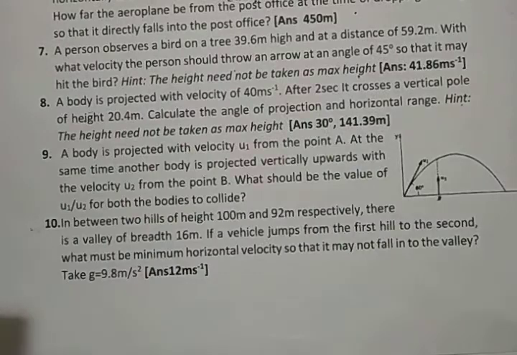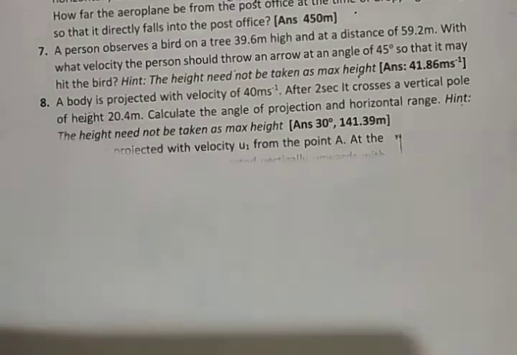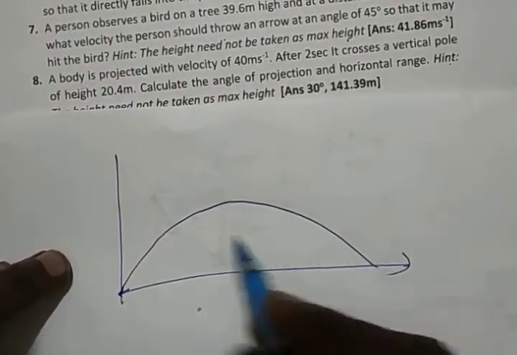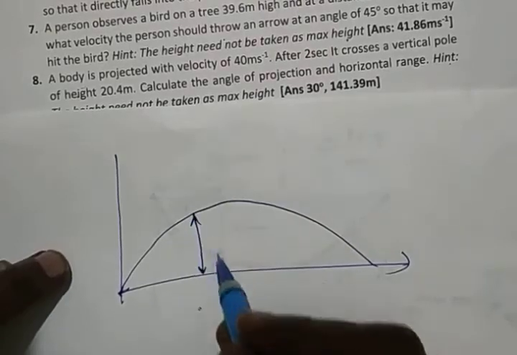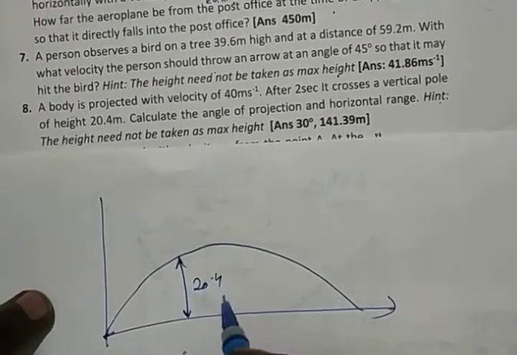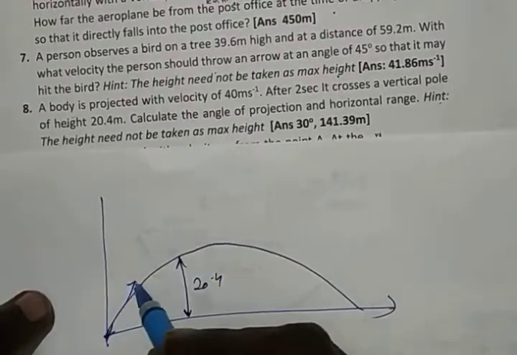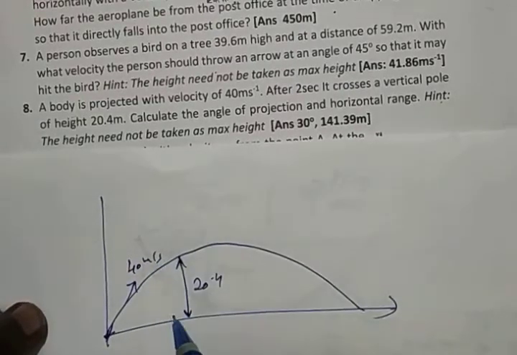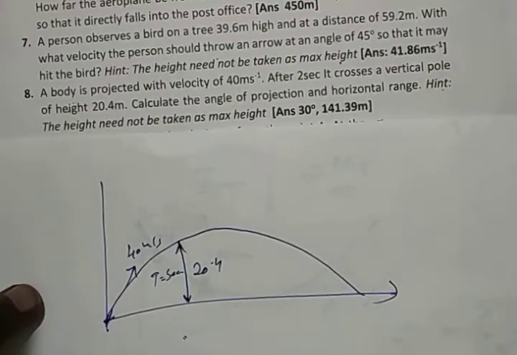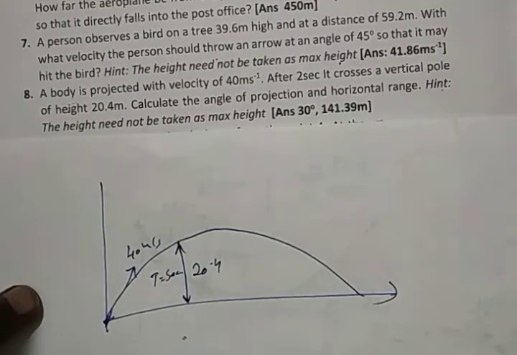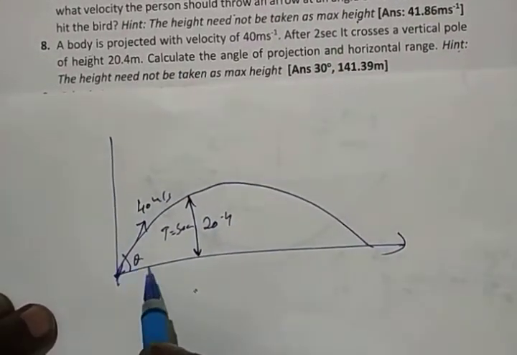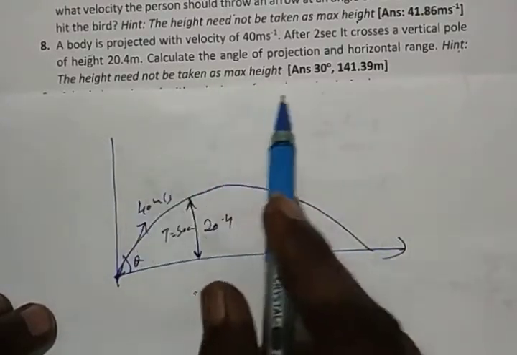So in this one again you have the possibility of putting the same value here. It comes here like this, and you have a height here. The height is given as 20.4, u is straight away given as 40 meter per second, and the time is taken here as t equal to 2 seconds. Based on these facts, you can easily find out the angle here. Make this theta, because you need to find it out.